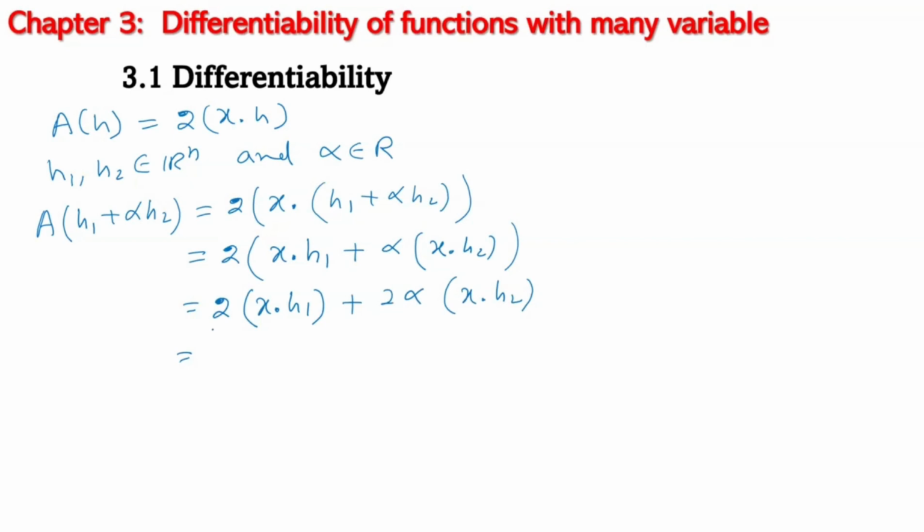Together we define this as A(h1) plus alpha A(h2). So this implies A is linear.